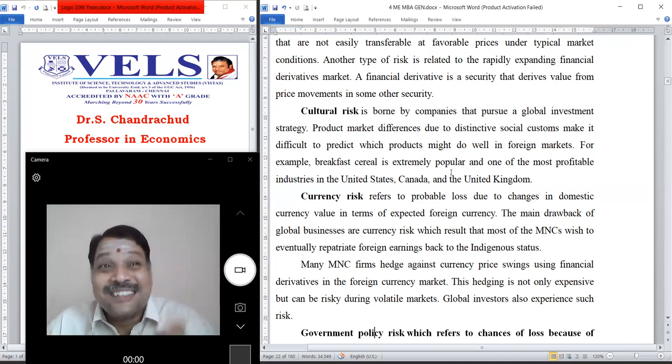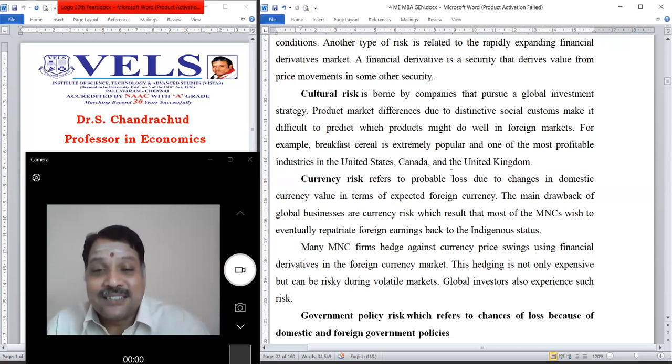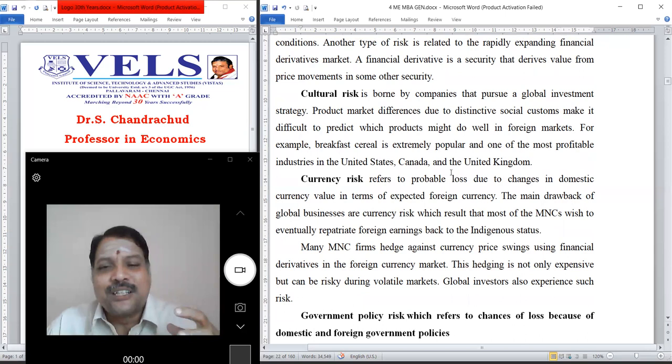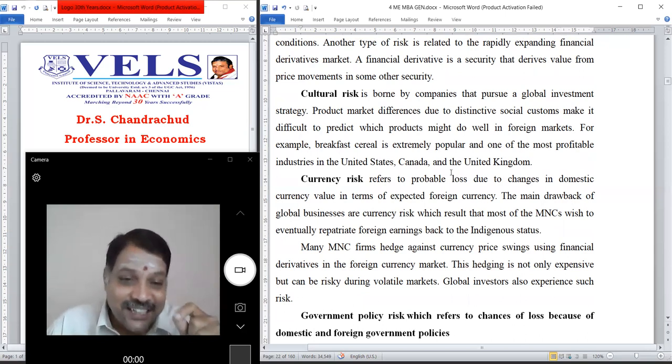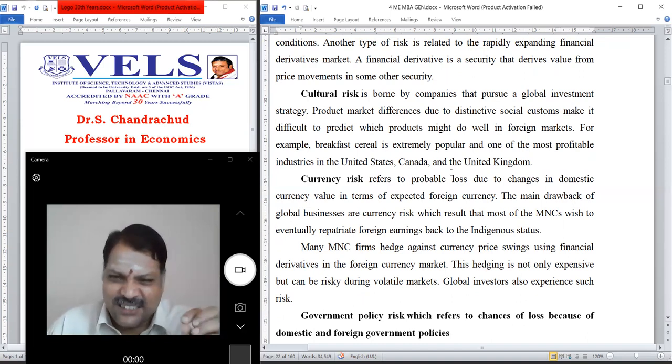Why? Because this currency risk makes them come to the indigenous business. Many MNC firms hedge against the currency price swing using financial derivatives in the foreign currency market. This hedging is not only expensive, but it can be risky during a volatile market. The global investor also experiences such a risk.